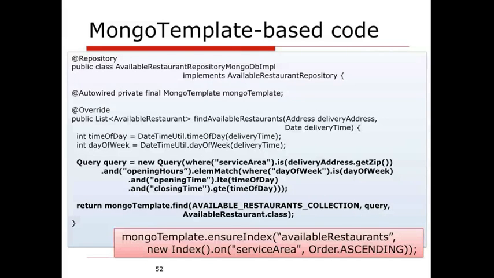And here's the code that executes this. There are really two things going on. First off, we're creating a query, using the query helper class, where the service area is the zip code of the delivery address, and the opening hours elemMatch and so on and so forth. Then you pass that query to the find method that executes it, and it takes each document that it gets back and maps it to an instance of the available restaurant class. So as you can see with Spring Data, it's pretty straightforward to execute queries like this.